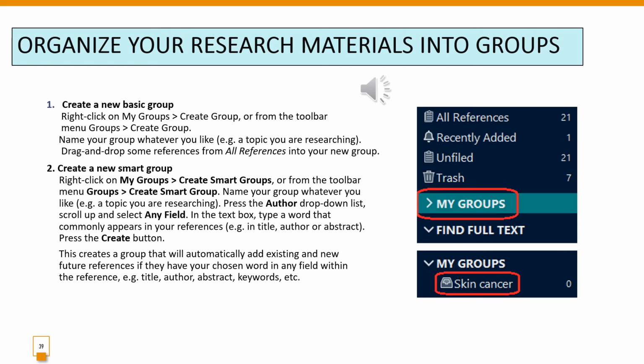Press the Create button. This creates a group that will automatically add existing and new future references if they have that chosen word in any field within the reference, that is, from the title, the author's name, the abstract, or the keywords.